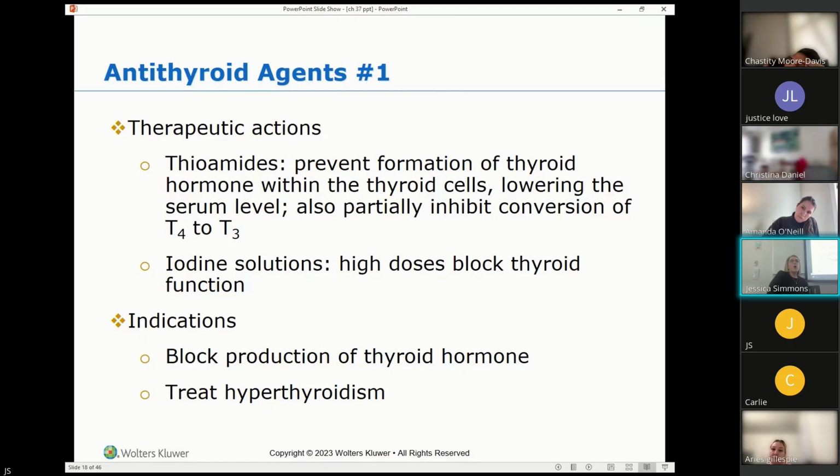And then you can also have iodine solutions. High doses of iodine block the thyroid function. So if you don't have enough iodine, it can cause hypothyroidism. If you have too much iodine, it can also block the thyroid function. So it's a very much balanced situation. You don't want too much or not enough. The indication is to block the production of thyroid hormone and to treat hyperthyroidism.